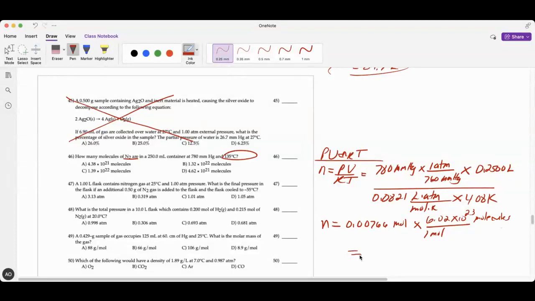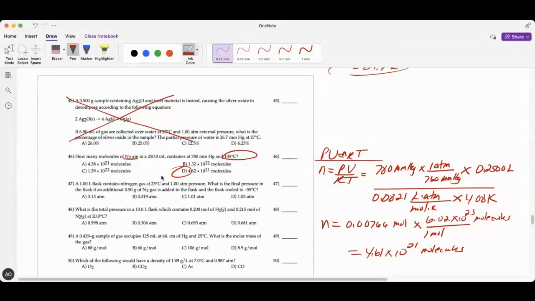molecules. So that'd be times 6.02 times 10 to the 23rd. And I get 4.61 times 10 to the 21 molecules. The answer here would be D.